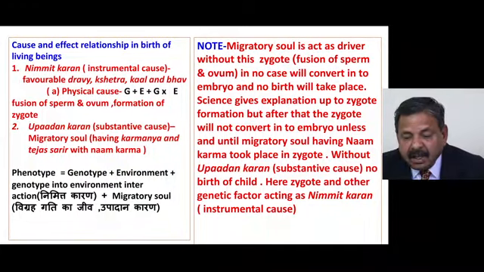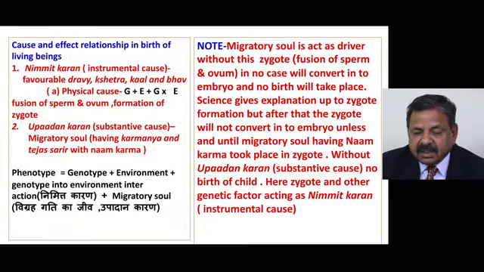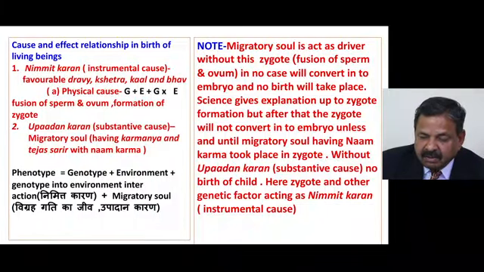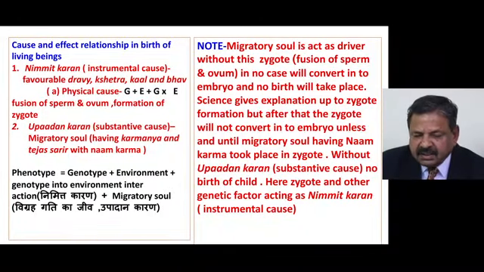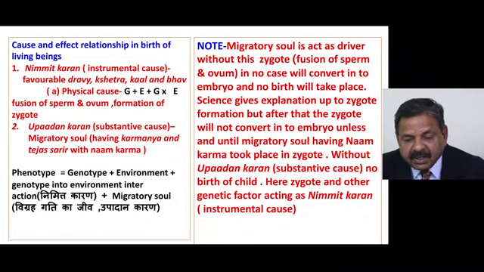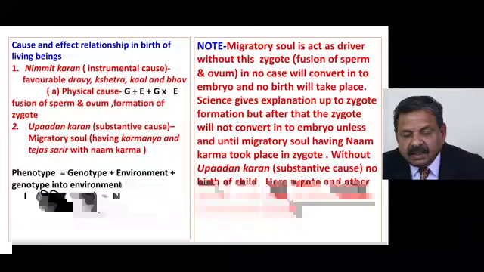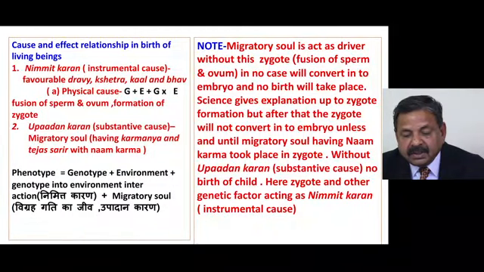Science gives explanation up to the zygote formation. Science talks only up to the matter level, pudgal level ki baat karta hai science. But science does not explain how the migratory soul comes, how it takes place, how the naam karma comes, how the naam karma functions. Science is silent about it. So science only gives the explanation up to the zygote formation level, that is at the pudgal level or matter level, but not at the soul or migratory soul or karma level. After that, the zygote will not convert into the embryo unless and until the migratory soul having the naam karma takes place in the zygote.